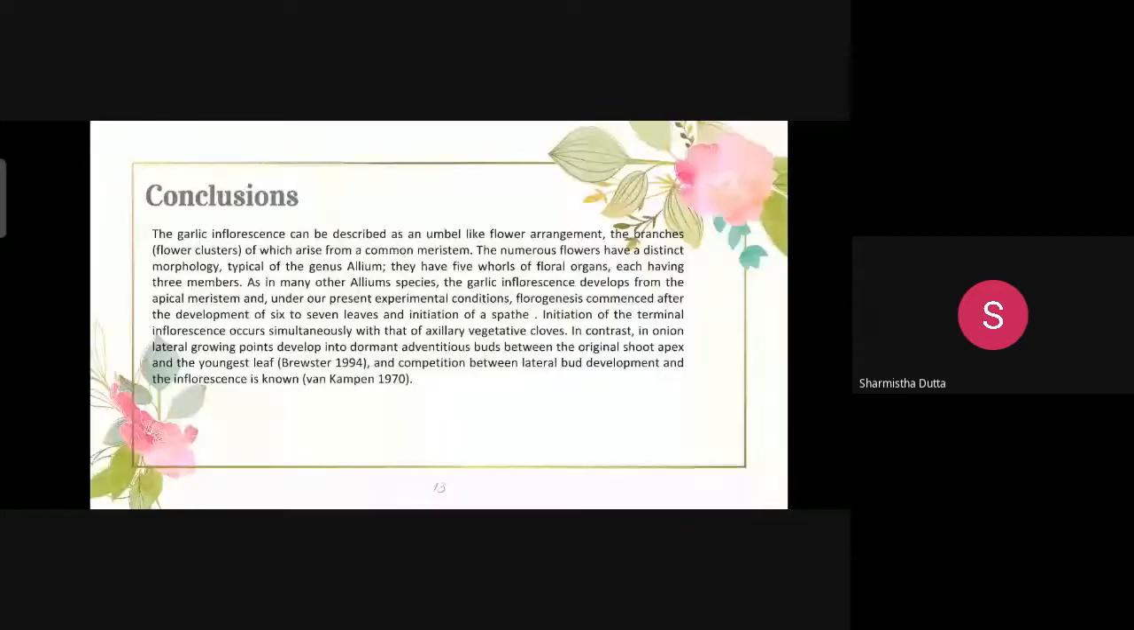So finally, the conclusion is that the garlic inflorescence is considered a bulb-like flower, and the branches arise from a common meristem in which the numerous flowers have a distinct morphology typical of the genus Allium. There are 5 whorls of floral organs, each having 3 members, and in many Allium species the garlic inflorescence develops from the apical meristem. Under the present experimental conditions, florogenesis commenced after the development of 6 or 7 leaves and initiation of the spathe.